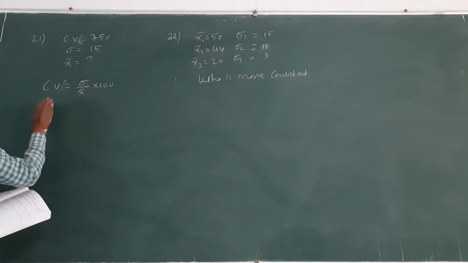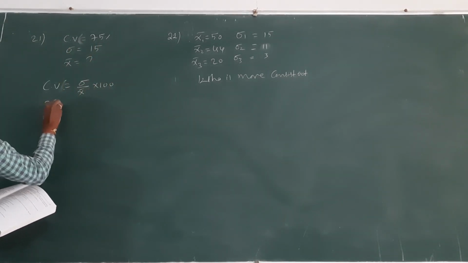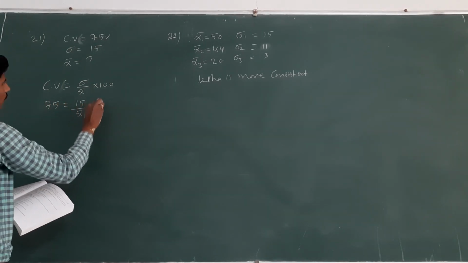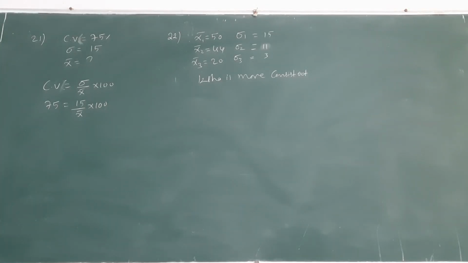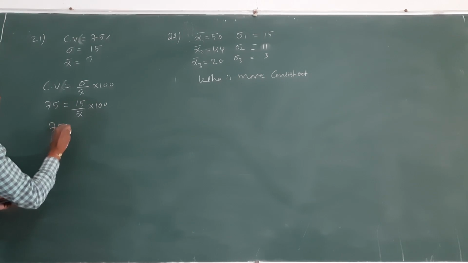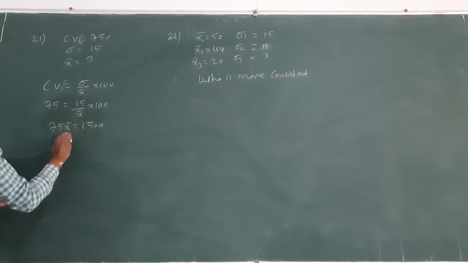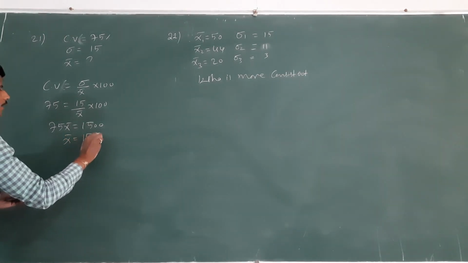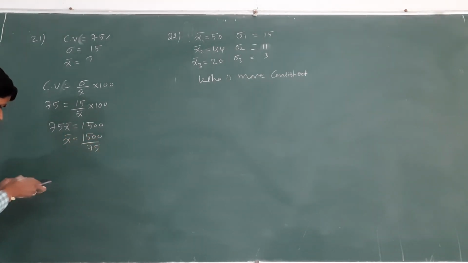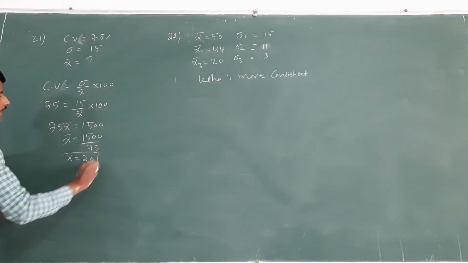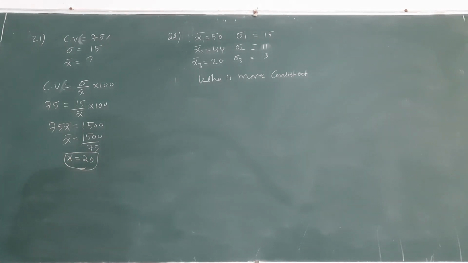Here the CV value is 75, sigma value is 15, and x bar is put as it is, into 100. Next, 75 x bar equals 1500, then x bar equals 1500 divided by 75, and we will get 20. X bar equals 20. It is a direct question, a 2 marks question.